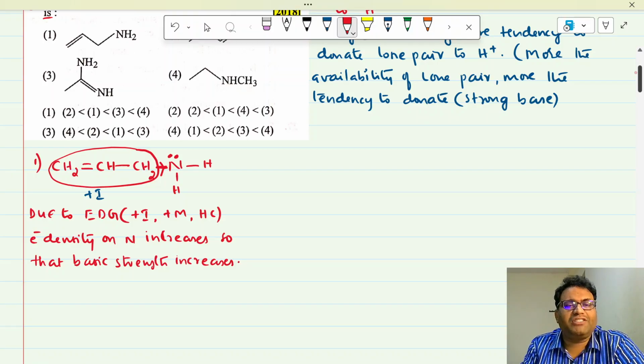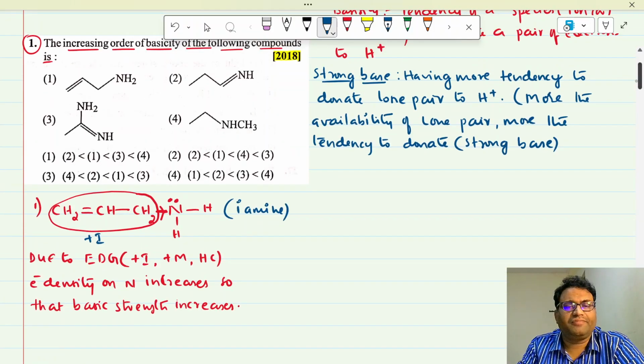So when does the basic strength of an amine increase? This is an amine. Which amine? What amine is this? This is a primary amine, right? Now let us see the next one. So this is the first basic idea we have regarding the first option.